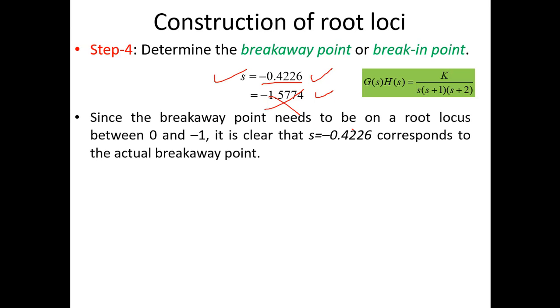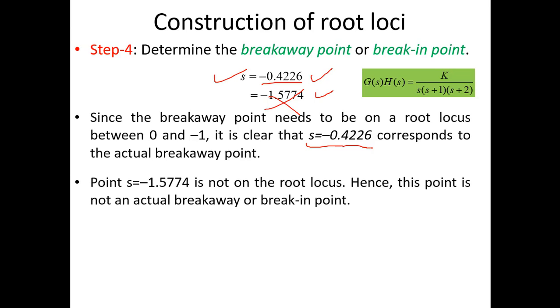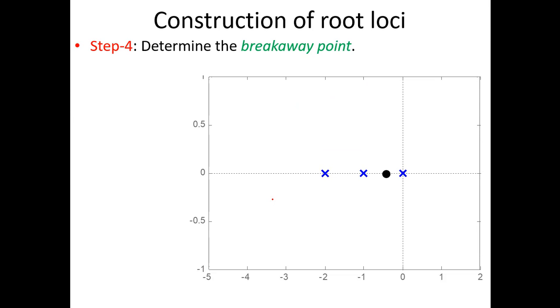So the breakaway point will be at s equal to -0.422, and this corresponds to the actual breakaway point. And this other point will not be on the root locus, hence it is not the actual breakaway or break-in point. So this was your asymptote, and this is your actual breakaway point.